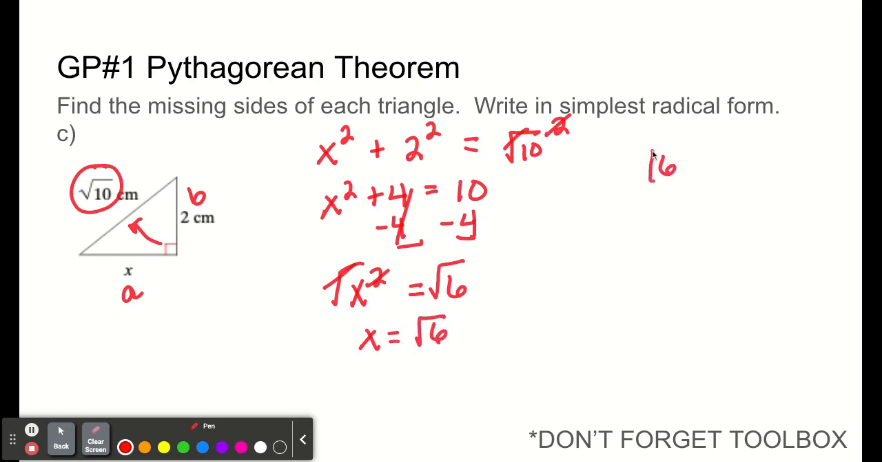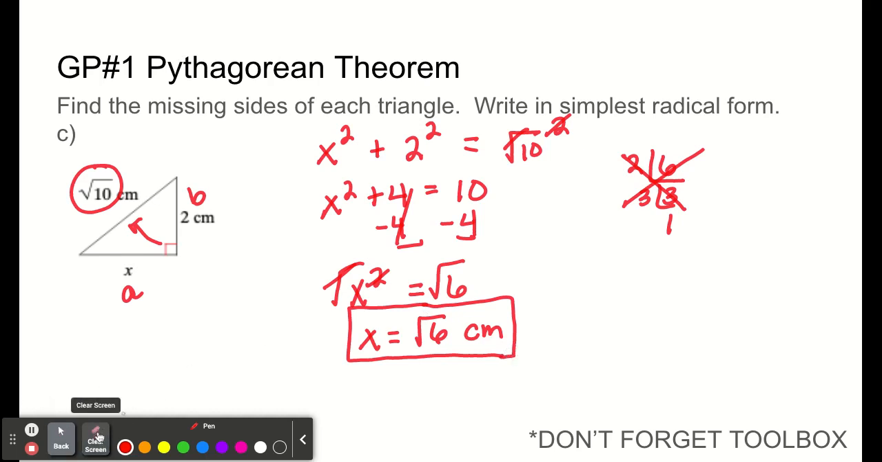If we were to try to simplify the square root of 6, we would have 2 and 3 and 3 and 1. We have no pairs here because it's already simplified. So our answer is the square root of 6 centimeters. That is the Pythagorean theorem.